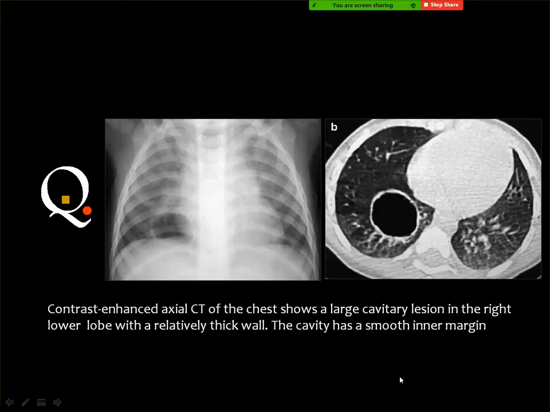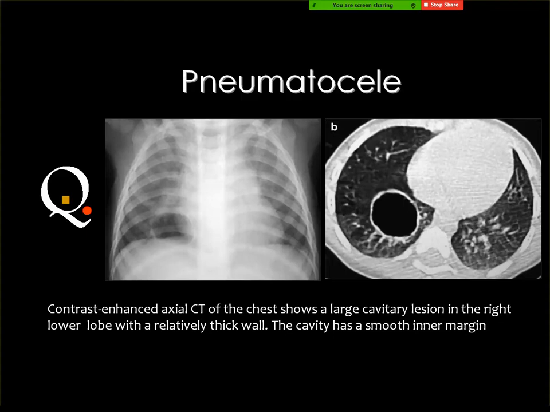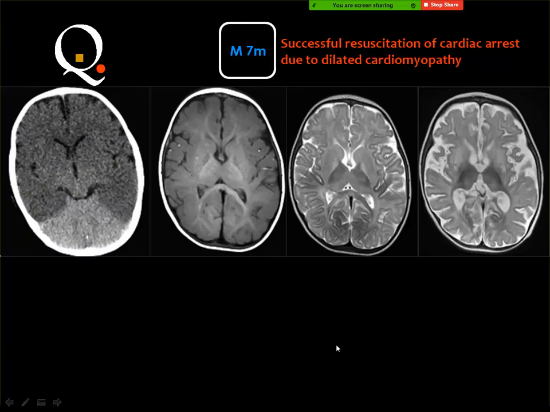Abscess, lung abscess. No. Pneumatocele. Yes, and this is pneumatocele. An air-filled, thin-walled cavity within the lung is a pneumatocele, which is one of the sequelae of pneumonia in the pediatric age group.